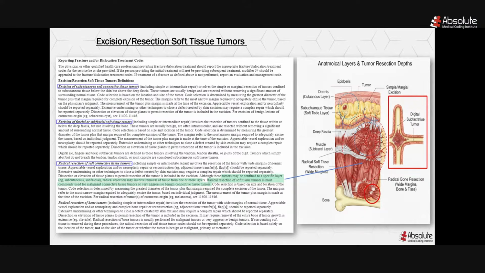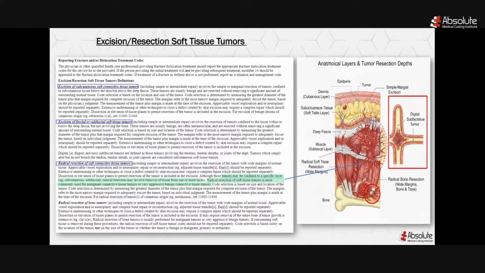So you can see, coders, here the tumor might originally be in one of the layers, and then it might extend to another layer. That's what we were talking about. So it might involve more than one layer, and those are the scenarios when we require a radical resection of these tumors.